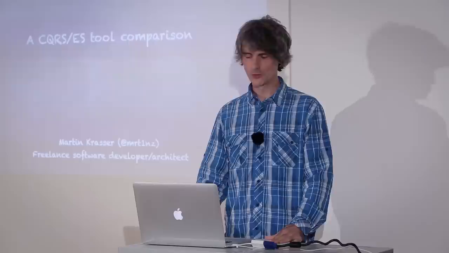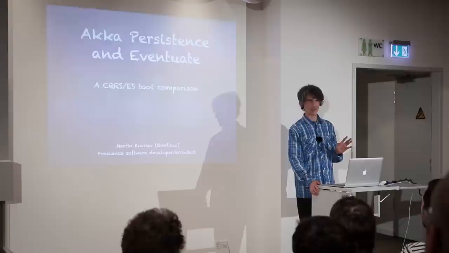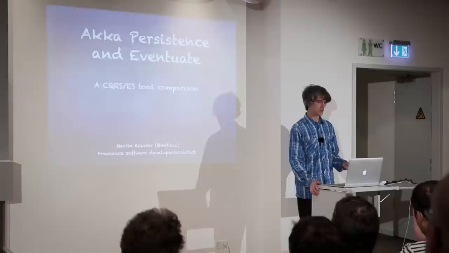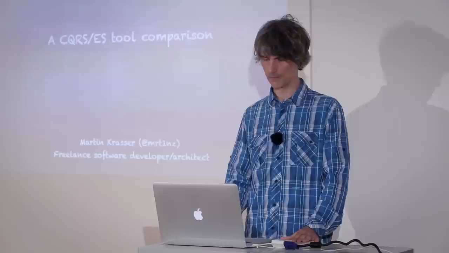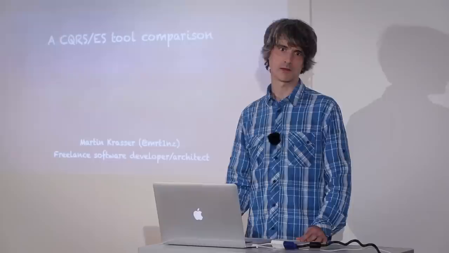I will give an introduction today to Akka Persistence and Eventuate. This talk is more a tool comparison. I'm not going into the basics of CQRS and event sourcing. I will briefly mention them, but the talk is mainly a tool comparison. Akka Persistence and Eventuate are both CQRS and event sourcing tools. They have more or less similar API or programming model, but make different distributed system compromises.